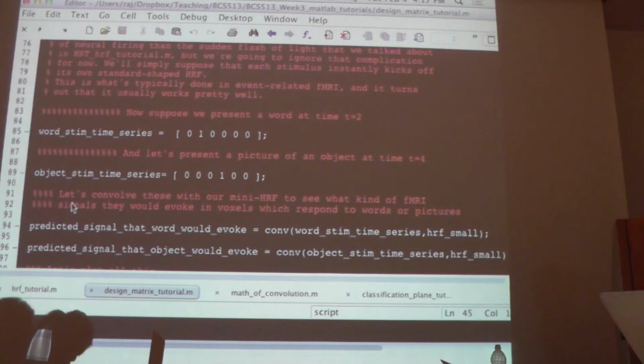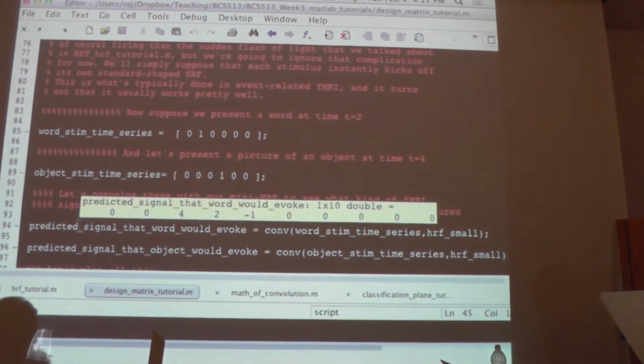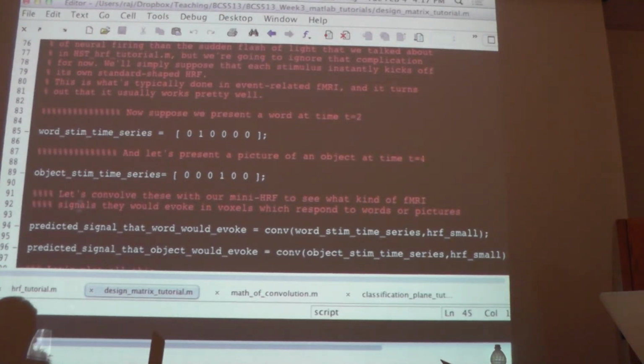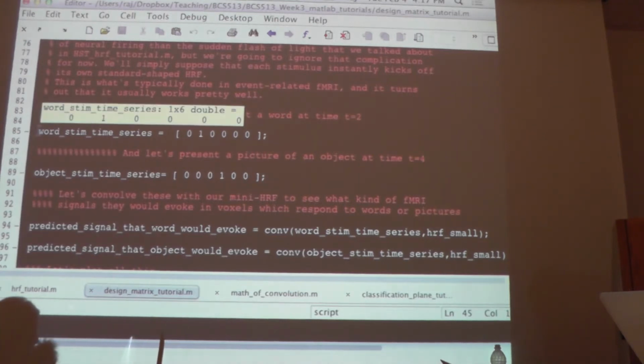So what we're going to do is make a predicted time series for what it would look like if it responded purely to the word, and a predicted time series for what this voxel would look like if it responded purely to the object. Then we're going to see to what degree the actual signal that we measure from this voxel matches those pure predictions.